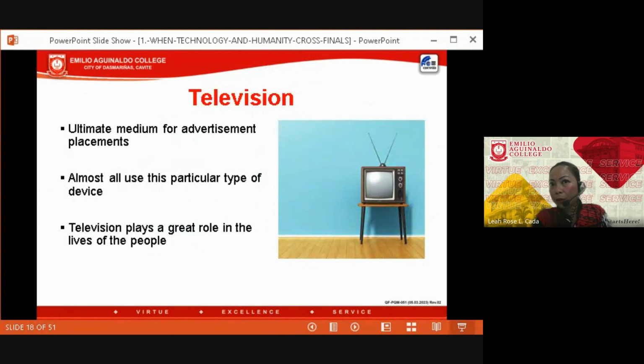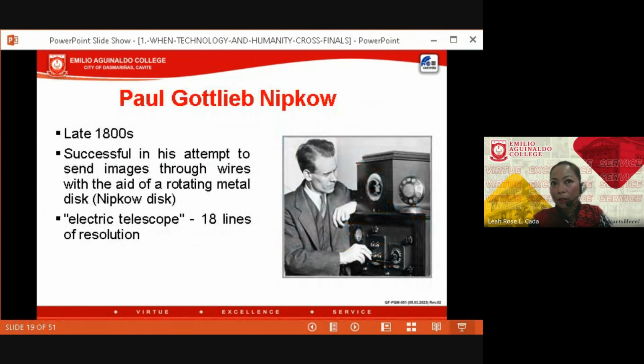So the television used to be the ultimate entertainment or advertisement placement of businesses and corporations. And almost everyone uses a particular type of device. Kaya nga, television plays a very big role, especially in the lives of the people. Okay, siguro nga lang at present, since most households kasi, para bang the idea of having a home, kailangan may basic appliances like refrigerator, washing machine, television set, and some cookwares. Okay? So that's part of the mindset on how a household should be. So most households have television sets.